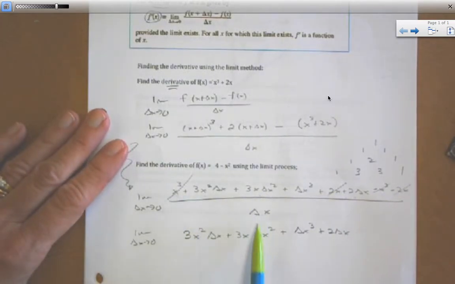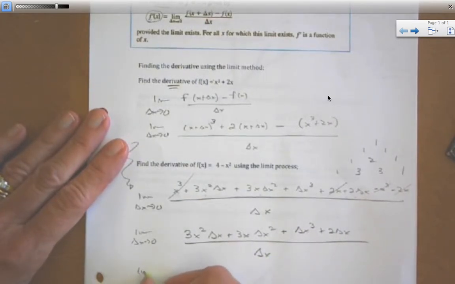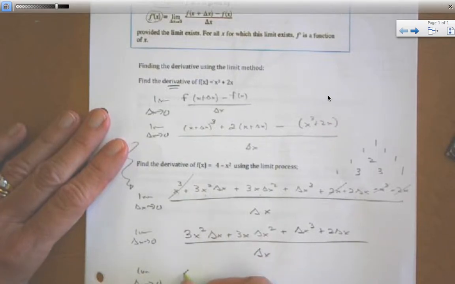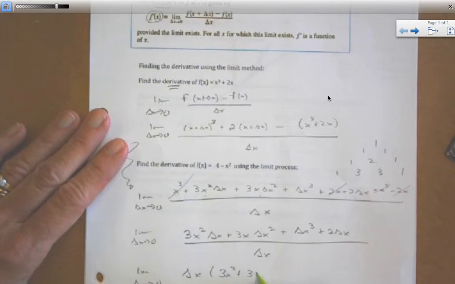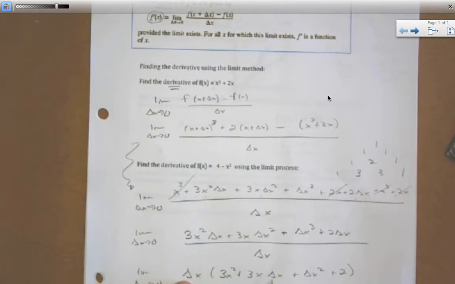All right. So the limit as delta x goes to 0, I'm going to factor out a delta x. 3x squared plus 3x delta x plus delta x squared plus 2. Make sure I factored out that delta x correctly. Yep, okay.